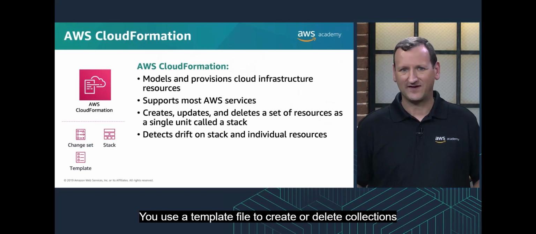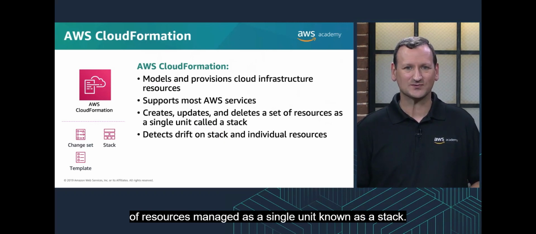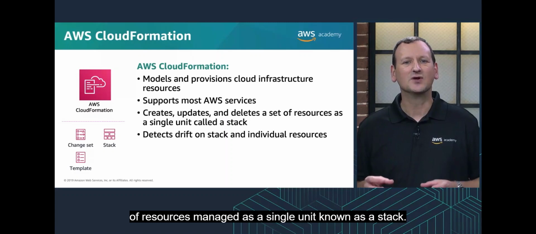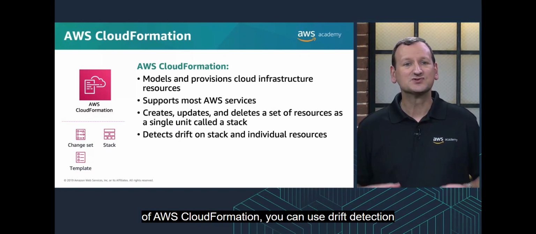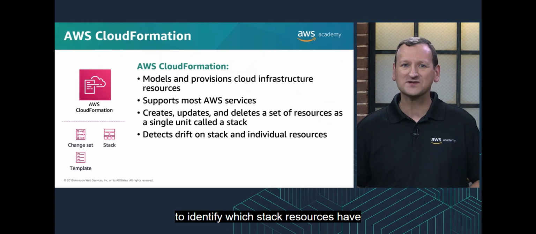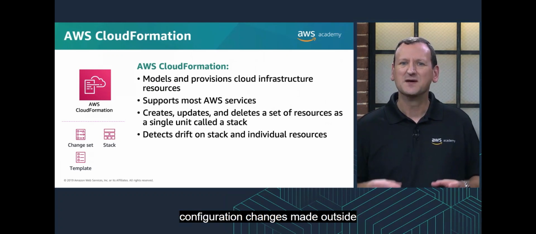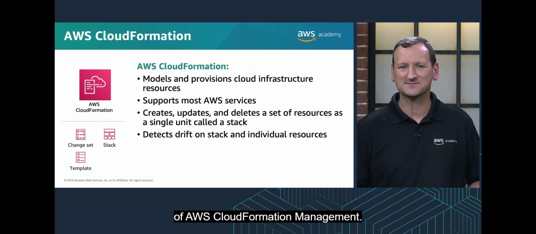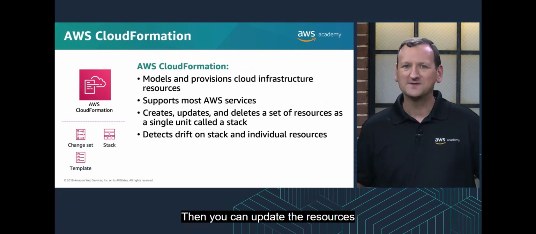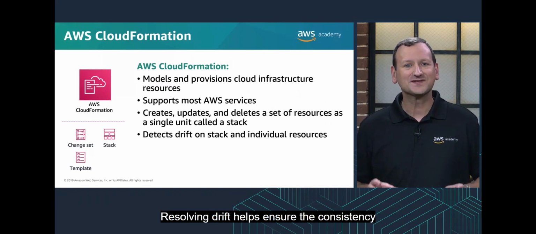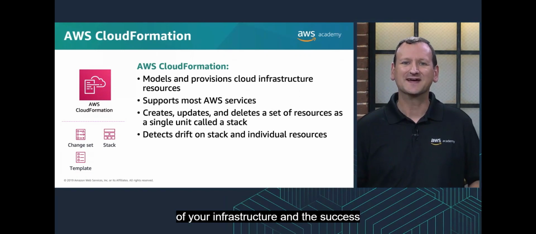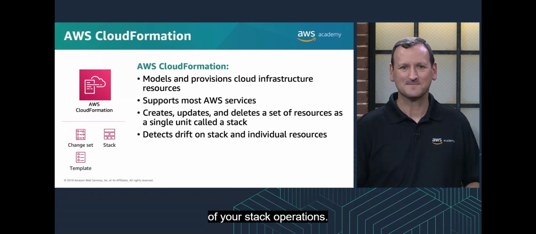You use a template file to create or delete collections of resources, managed as a single unit known as a stack. If for any reason something changes outside of AWS CloudFormation, you can use drift detection to identify which stack resources have configuration changes made outside of AWS CloudFormation management. Then, you can update the resources so that your stack is synchronized with their definitions in the stack template. Resolving drift helps ensure the consistency of your infrastructure and the success of your stack operations.